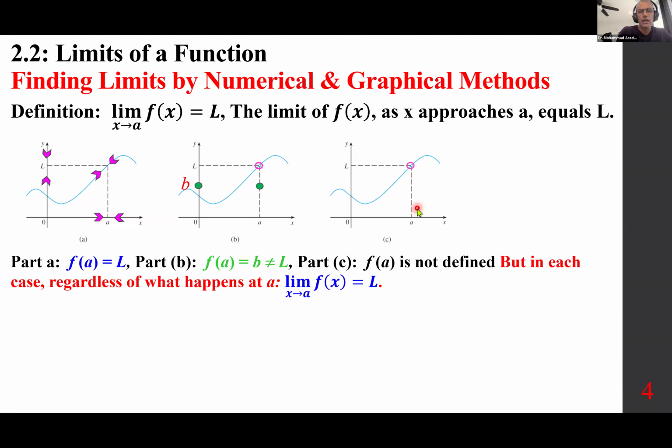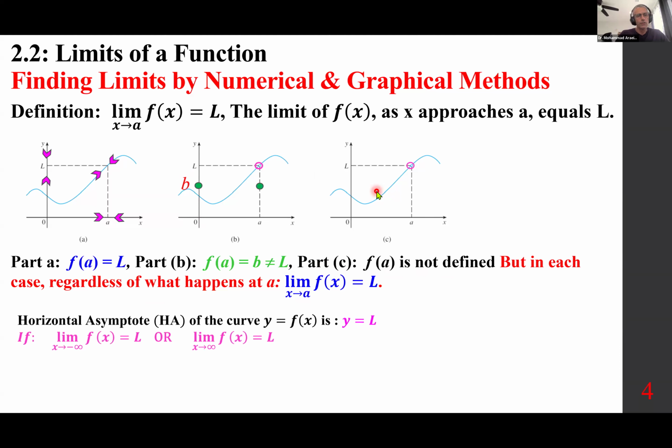In part C, we don't have a solid point. We don't even know what f of a is, so f of a is undefined. Nevertheless, the limit exists. Of course, it is still a discontinuous function at a. So part A, f of a equals L. Part B, f of a equals b, not equal to L. Part C, f of a is not defined. But in each case, regardless of what happens at a, the limit of f of x as x approaches a equals L. That has to do with understanding graphs.